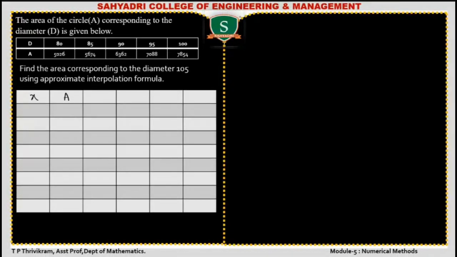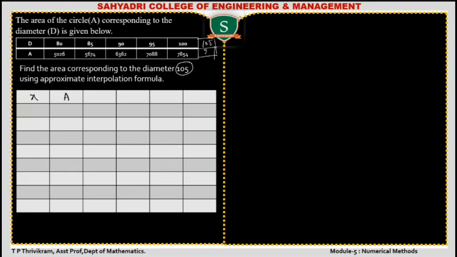So he is asking the value at 105. That means if you write 105 here, what will be the value here? That is the question. We call it extrapolation. If the data asked for is in between these two values, between the data, that is called interpolation. Now we are going to find extrapolation.